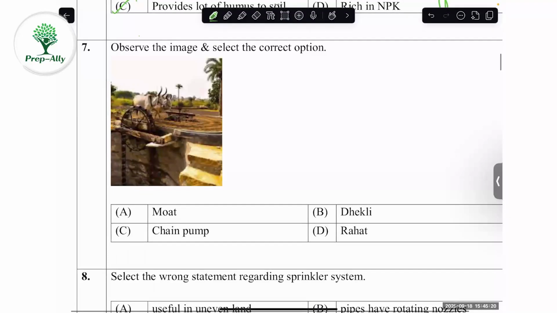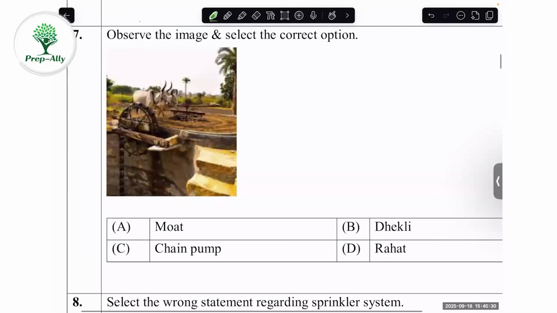Seventh question: observe the image and select the correct option. Okay, so they have given a picture where cattle are helping with irrigation. If you take the moat, what is this moat? It is a pulley system, done with the help of rope and pulley only. The water is taken from a well. So it doesn't involve the cattle. So moat is not correct.